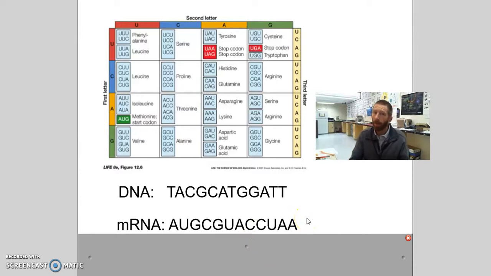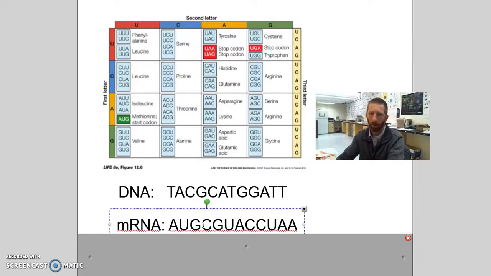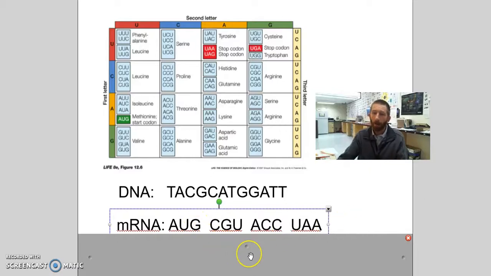Now, in videos past, we were talking about transcription and translation. We recognize that mRNA is broken up into groups of 3 letters called, yep, codons. So we're going to break these up into groups of 3 letters called codons, just like that. And now that we have that visually broken up, we can use our decoding rectangle, okay?